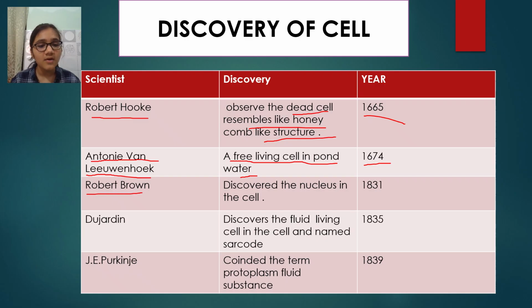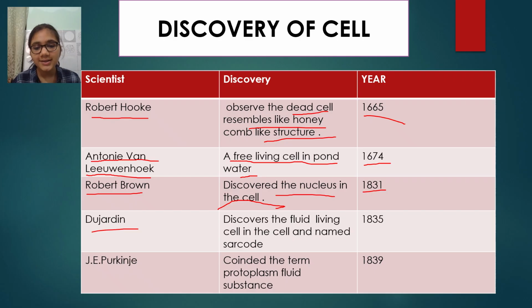Then next is Robert Brown. Robert Brown discovered the nucleus in the cell in the year 1831. So in 1831, what did Robert Brown observe? The nucleus in the cell. Who discovered the nucleus in the cell? Robert Brown. Then the next scientist, Dujardin.